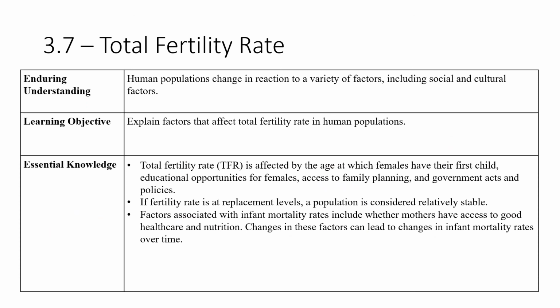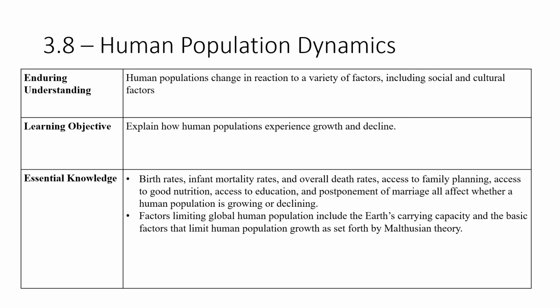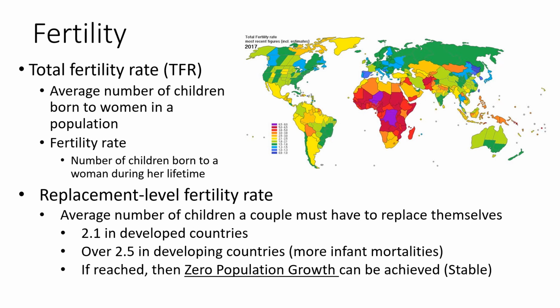So moving on, we're going to talk about total fertility rate, and also going to talk about human population dynamics. I threw these two together because I was having a hard time teasing them apart. So I'm just going to talk about both of them. So total fertility rate is the average number of children born to women in a population. And a fertility rate is the number of children born to a woman in her lifetime, so one woman. But the total fertility rate is the average number of children.